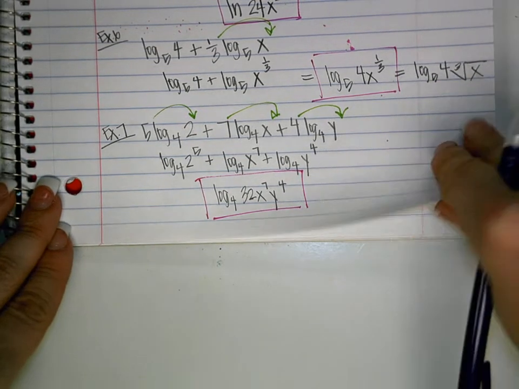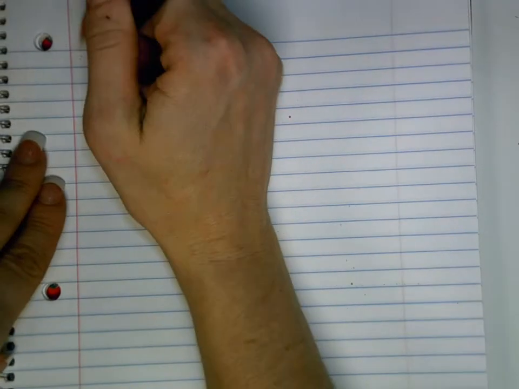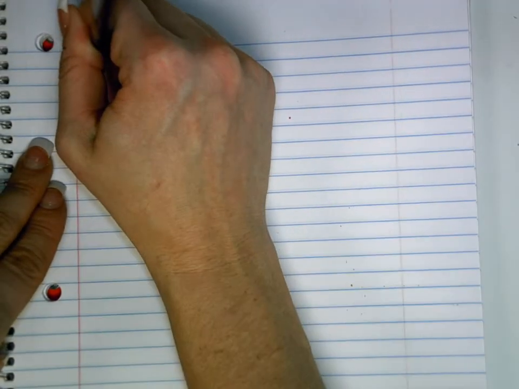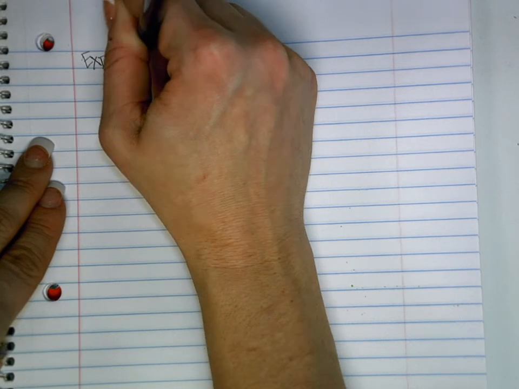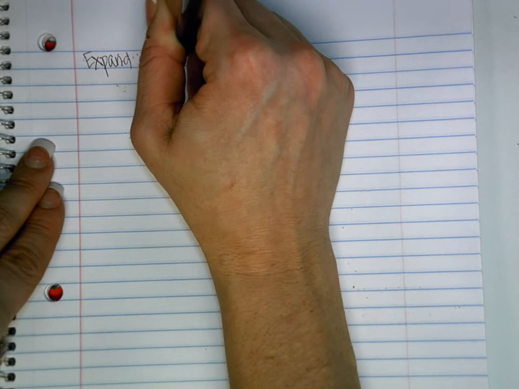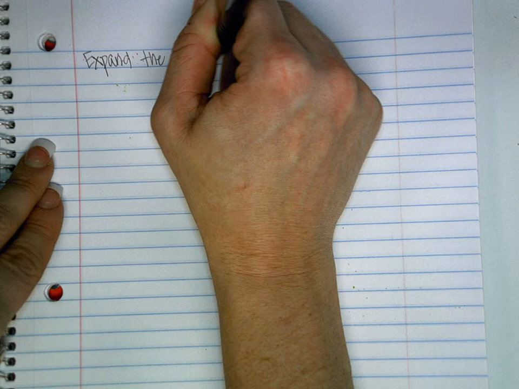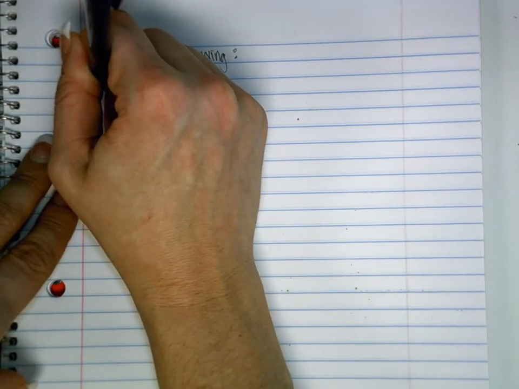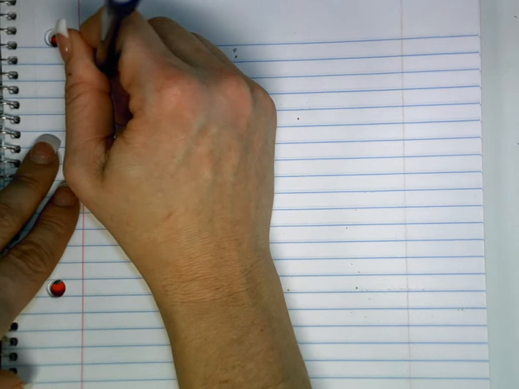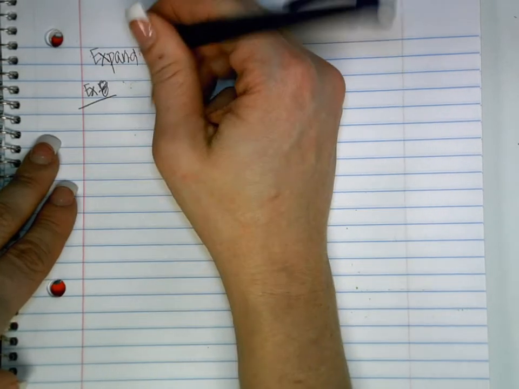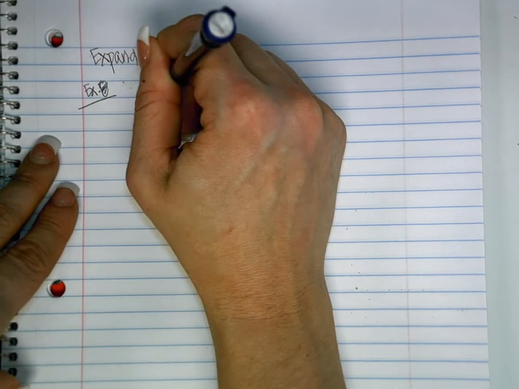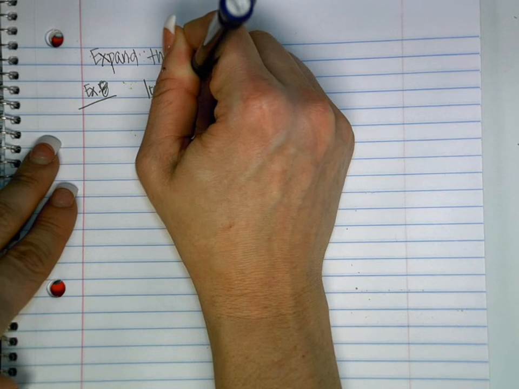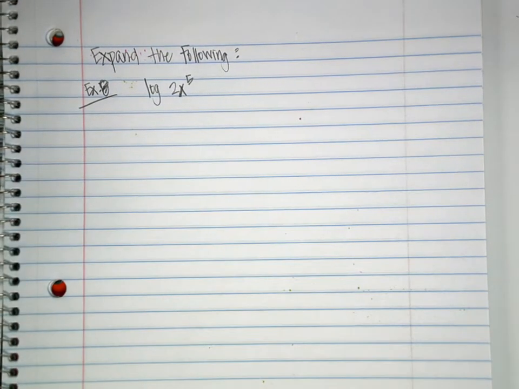Okay, so that's condensing. The last part of what we're going to do on notes today is going to ask you to expand the following. So that means we're going to expand it out, make it as big as possible, basically. For example number 8, I would like you to expand log 2x to the 5th.